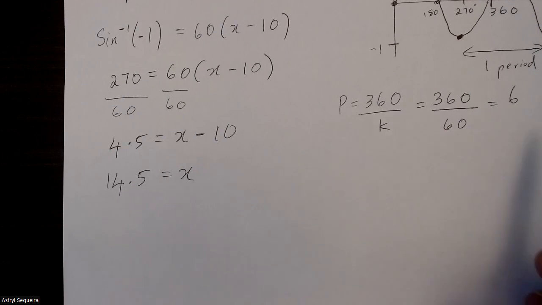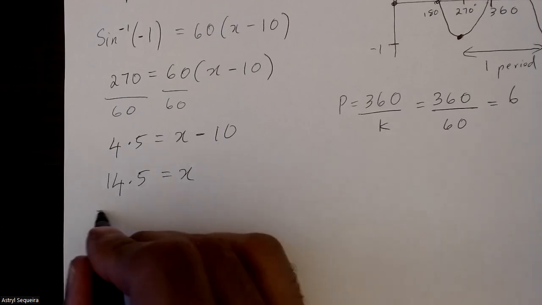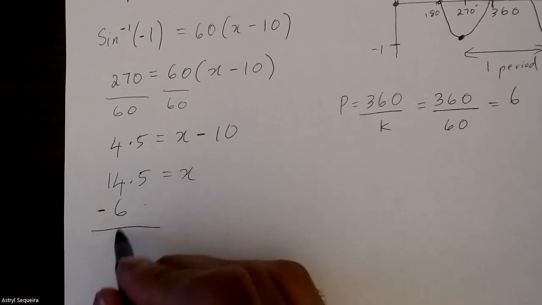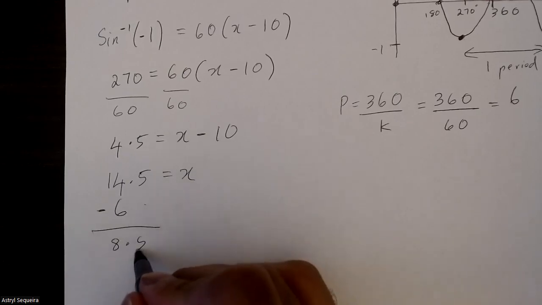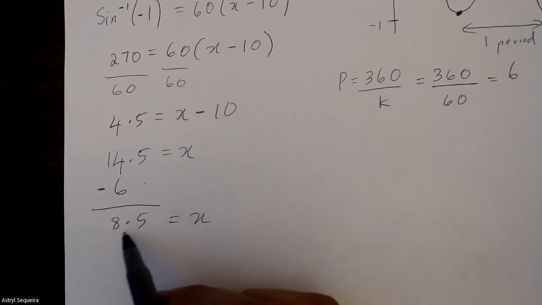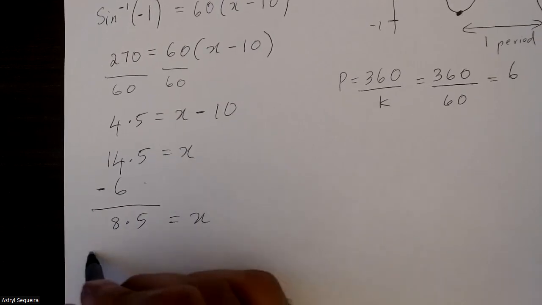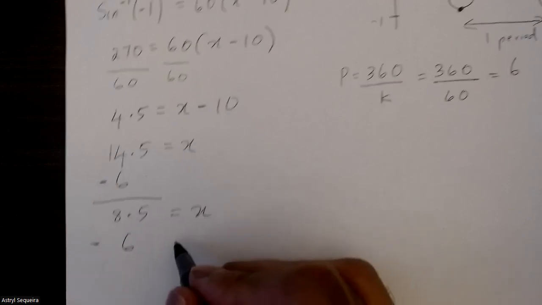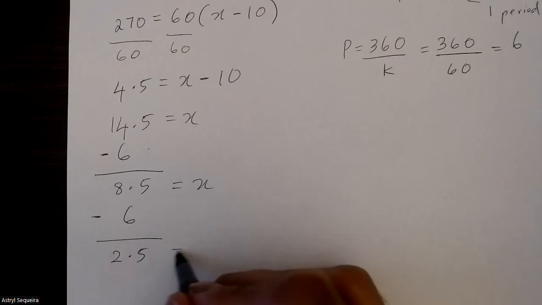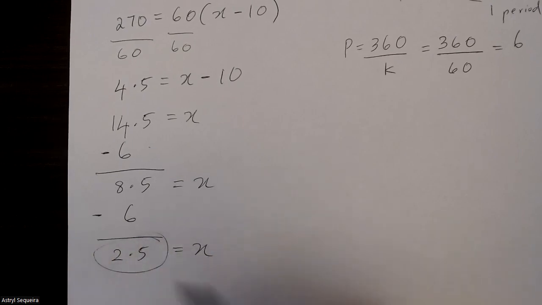So what I'm going to do is subtract 6 over here, and I get 8.5 equals x. So this is again larger than 6, so I'm going to subtract another period. And I get 2.5 equals x. So now this is my first solution.